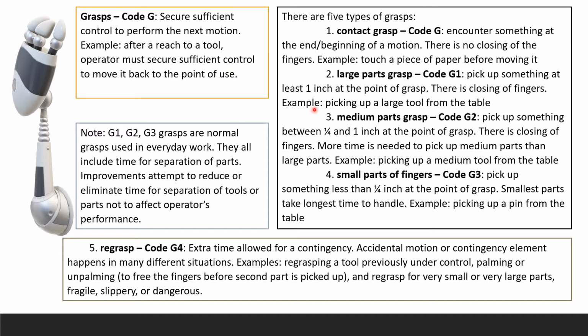Alright, so the next series of codes is your grasps, and that's code G. We have G codes all the way 1, 2, 3, 4. We also have regrasps, okay? That's your G4. Small parts or fingers, code G3. Medium parts will go G2. Large parts, you go with G1. And your contact is just code G, which is actually 0 at the end. Some people will use 0 at the end, some people will use it without, okay?